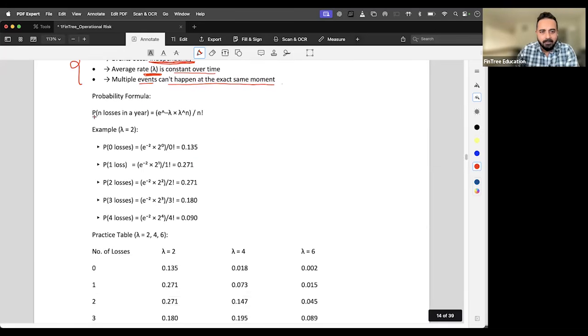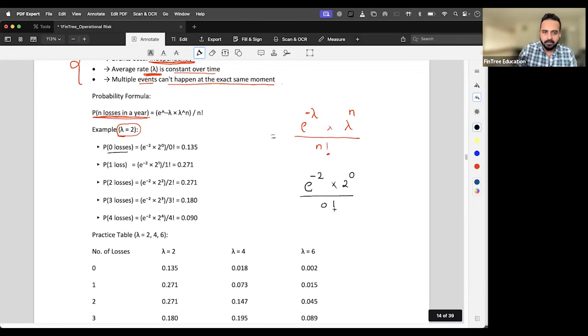Now, here's your probability of having n losses in a year. n means how many losses. Okay, the formula is e raised to negative lambda, multiplied with lambda raised to the number of losses you're looking at, divided by n factorial. Okay, so if lambda is given to you as 2, as a part of the exercise, then what is the probability of having 0 losses? So then this would be e raised to minus 2 multiplied with 2 raised to 0 divided by 0 factorial.